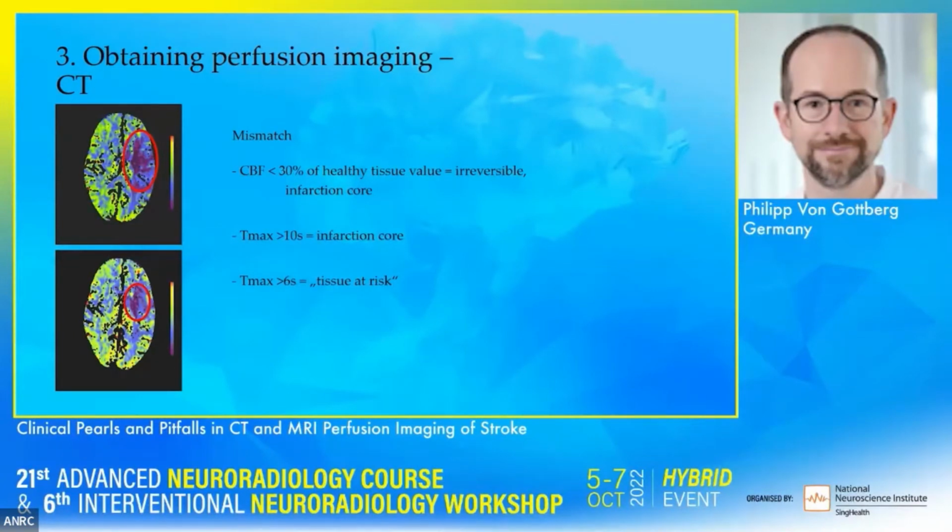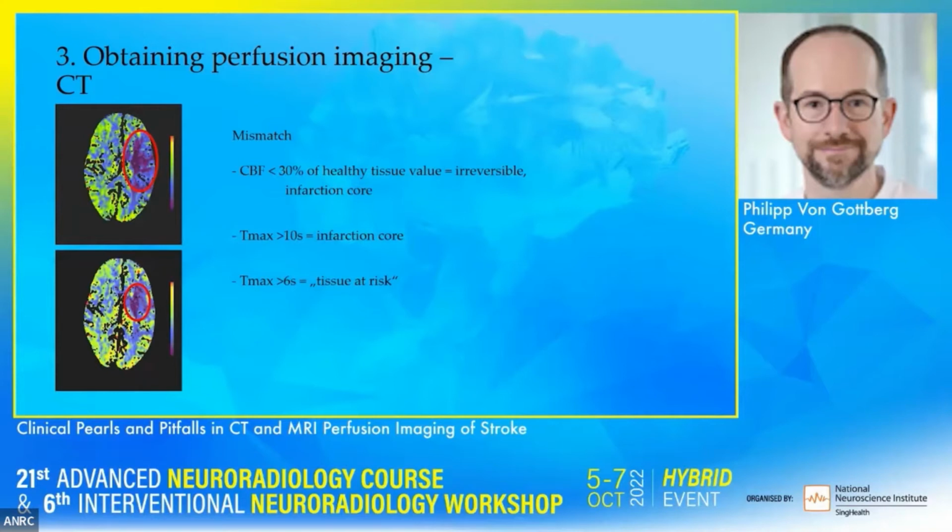The CBF decrease under 30% of the contralateral healthy hemisphere would be considered unrescuable infarction core. This is actually a very good principle. I will show you later why I think this actually still should not be the only way to calculate the mismatch, and why this can be distorted in automated perfusion reading. Also, Tmax above 6 seconds can be considered as tissue at risk. This is actually how the DEFUSE 3 worked, with an infarction core with a Tmax time to peak over 10 seconds.